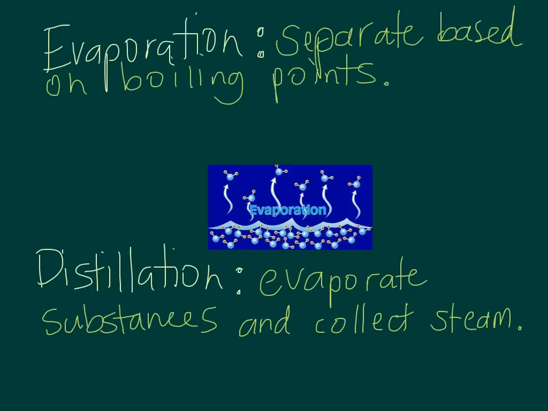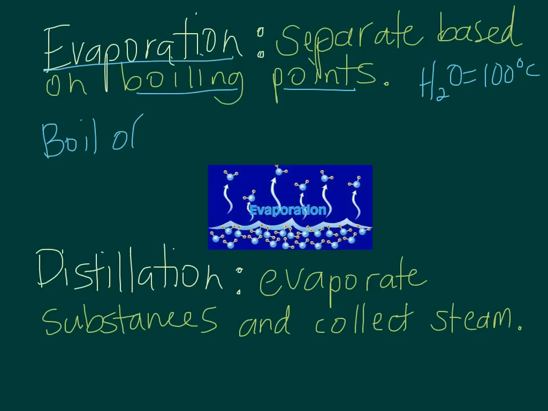So the first example of separation is known as evaporation. This should be a term that you are very familiar with. Evaporation is basically where you separate based on the boiling points. Recall that the boiling point is the temperature at which something will start to boil. So for example, the boiling point of water is 100 degrees Celsius. So basically what you do is you just boil off the substance with the lower boiling point, and so what you're left with is the substance with the higher boiling point.